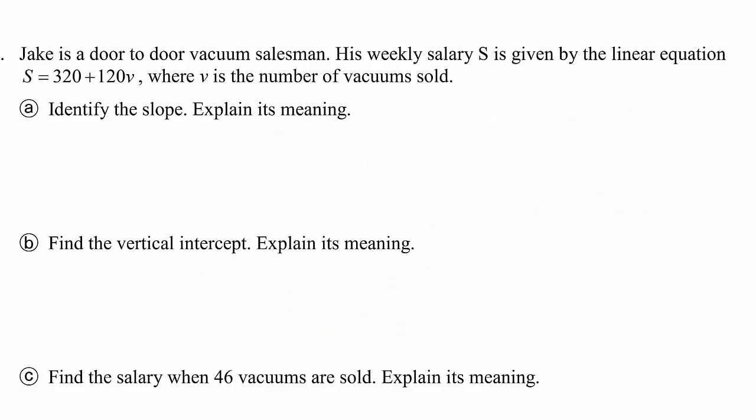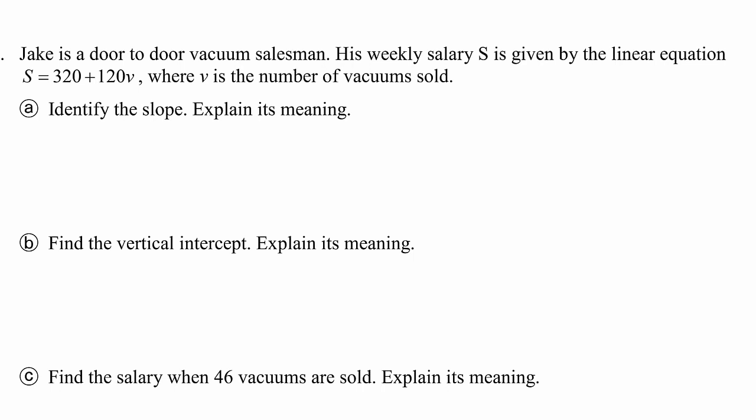So this next word problem says Jake is a door-to-door vacuum salesman, and his weekly salary S is given by the linear equation S equals 320 plus 120V, where V is the number of vacuums sold. Identify the slope and explain its meaning.